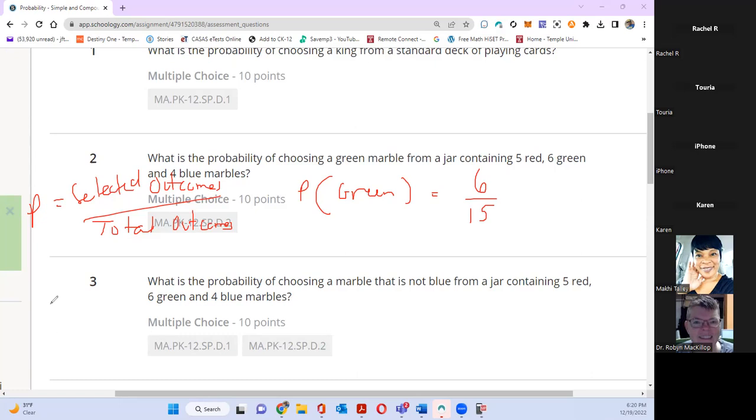So let's reduce this to lowest terms, and then I'm gonna show you how to do it on the calculator. So what is the greatest common factor? What is the highest number that goes into 6 and 15? 3. How many times does 3 go into 6? 2. How many times does 3 go into 15? 5. So if they ask you for the fraction, it will be 2/5.